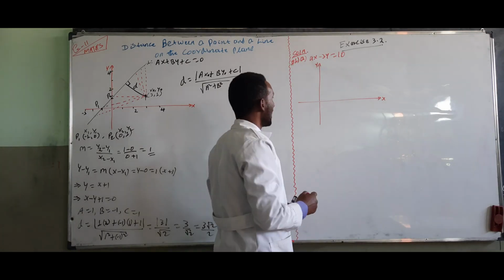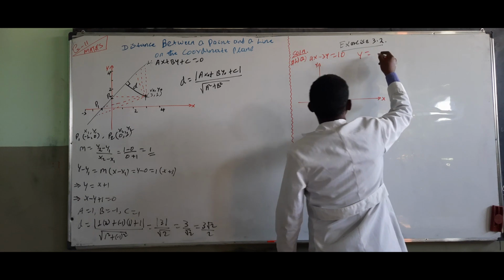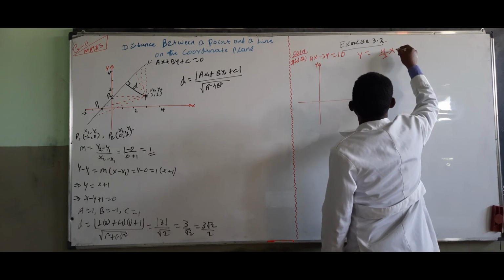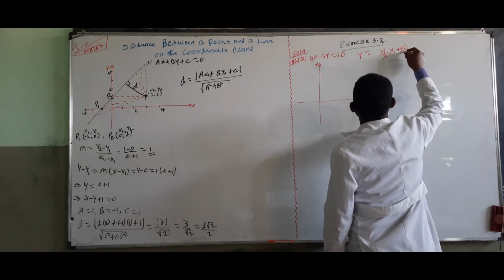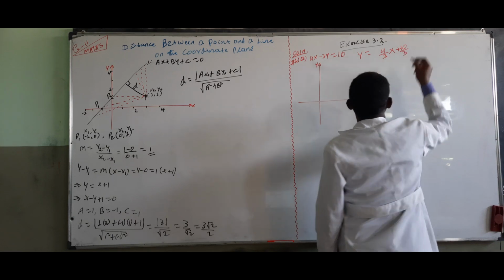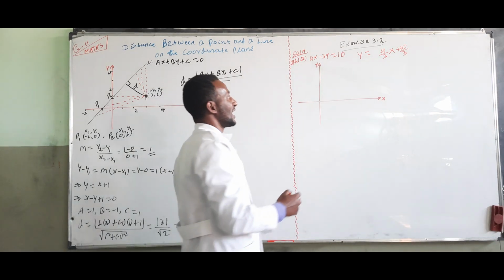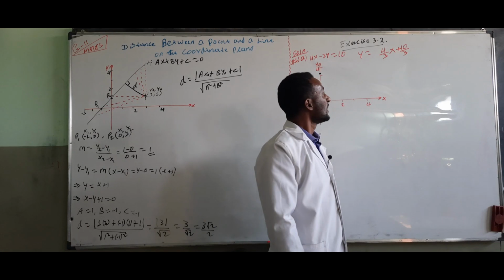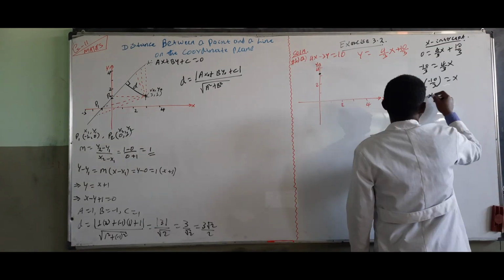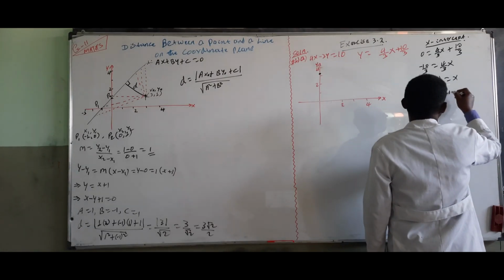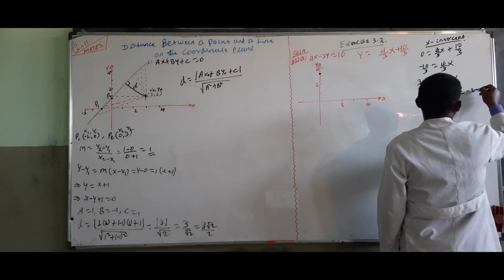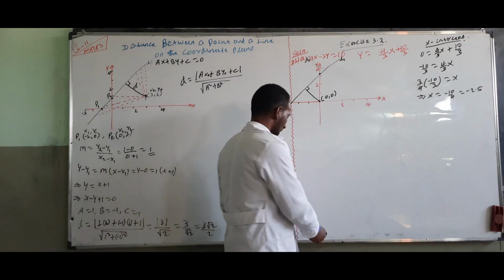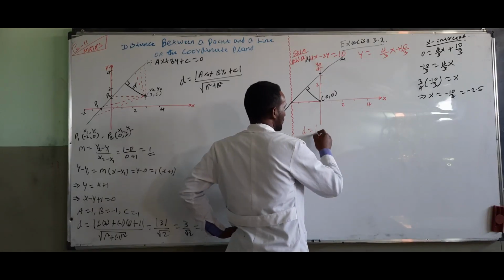We can write this as y is equal to 4 over 3 x plus 10 over 3. Then the y-intercept is at 10 over 3. When we find the x-intercept, we have to substitute 0 in place of y. Then the x-intercept is at y equal to 0, meaning x is equal to negative 10 over 4, which is negative 2.5.